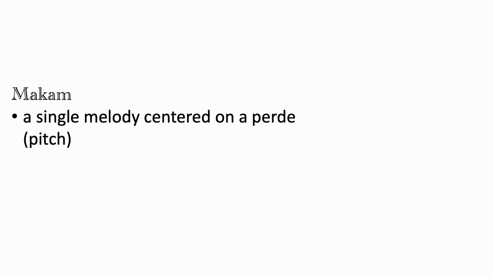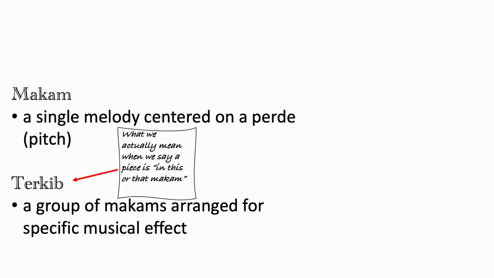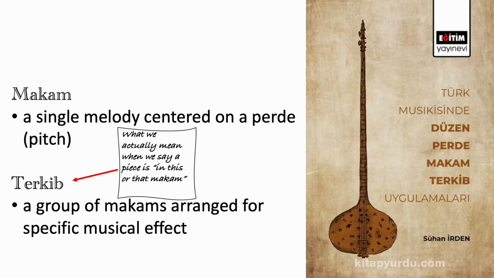You see, a makam actually has two definitions: an individual melody centered on a diatonic pitch, and a terkip, or combination, as a group of makams arranged in order to create a desired musical effect. This second meaning is what we refer to when we say that a song is in this or that makam. For these definitions, I rely on Türk Musikisinde Düzen, Perde, Makam, Terkip Uygulamaları by Suhan İrden. This is a book from 2020.